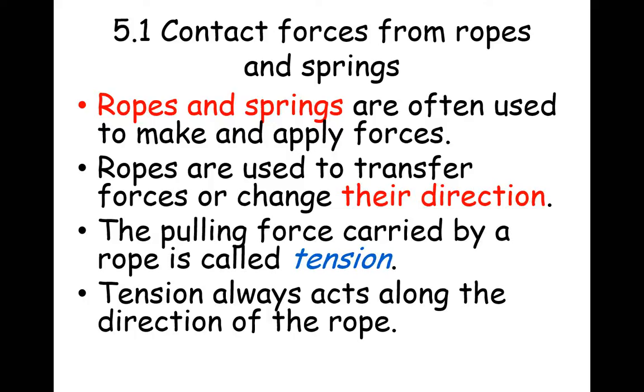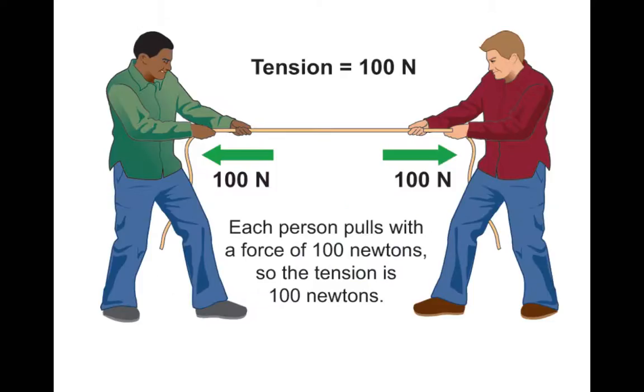Ropes and springs are often used to make and apply forces. Ropes are used to transfer forces or change their direction. The pulling force carried by a rope is called tension. Tension always acts along the direction of the rope. Here's an example with two guys pulling on a rope. You need to note that the tension is only 100. It is not the combination of forces. Tension along the rope is only 100.